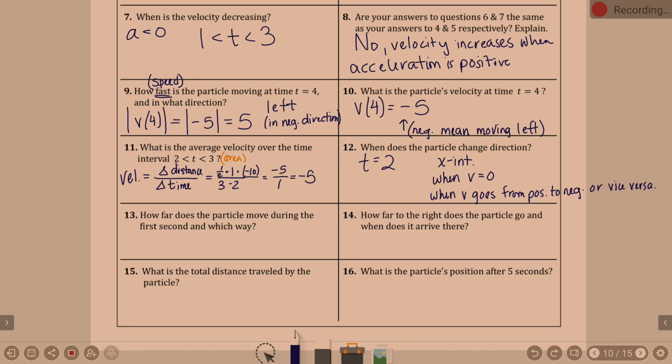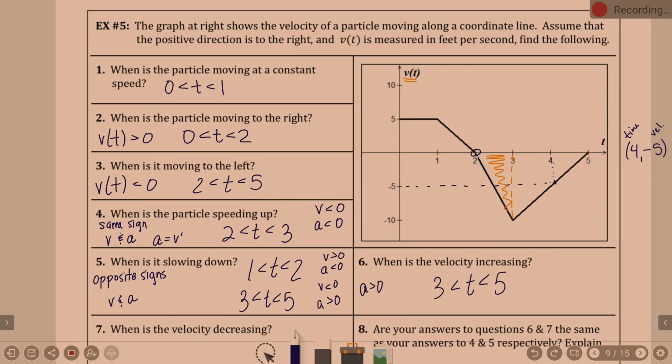Isn't it 2 and 5? No, it's not going to be 5, because at 5 it just stops. Before 5 the graph is negative. We never have a positive velocity afterwards, so we have to assume it stops. Now, if your graph kept going positive, then yes, I would agree with 5.